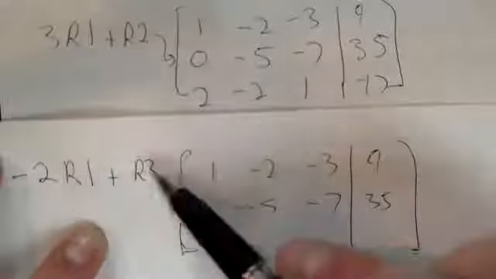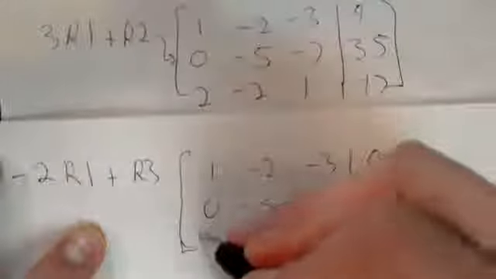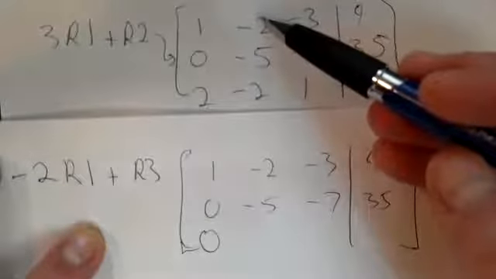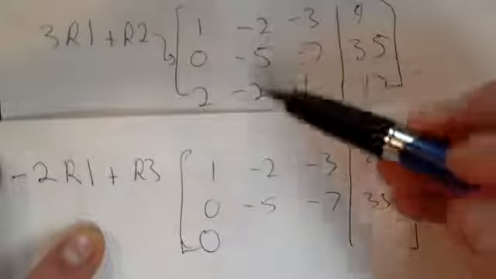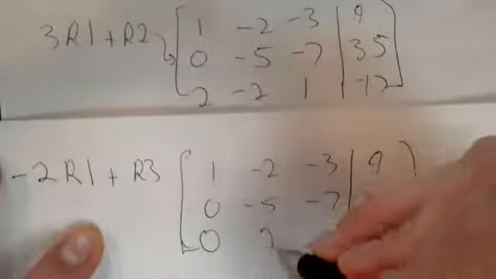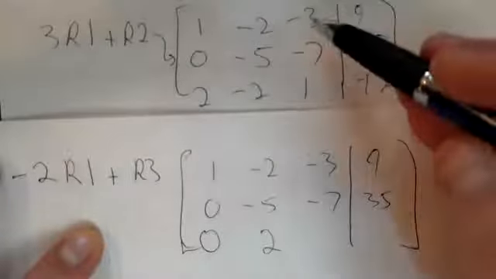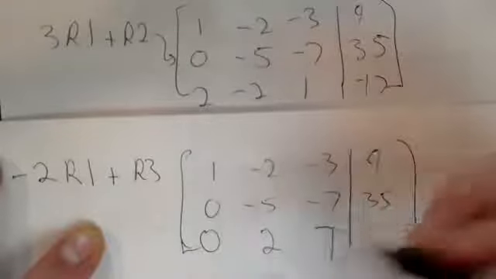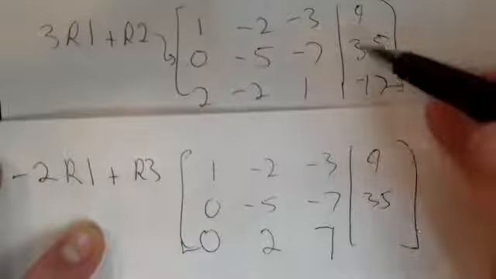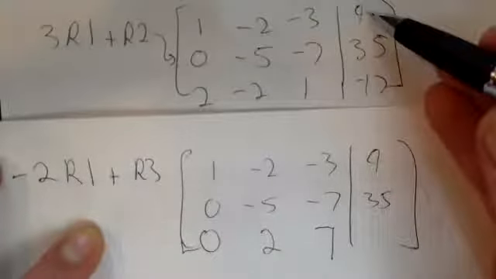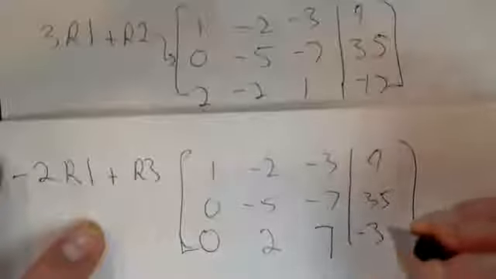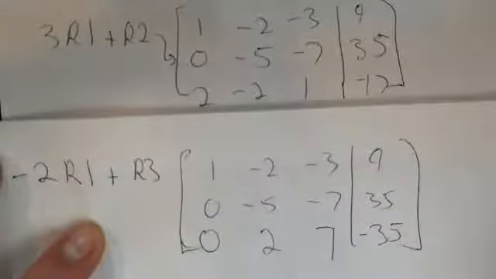So -2 row 1. So -2 plus 2 is going to give me 0. -2 times a -2 is a +4. 4 minus 2 is going to give me 2. -2 and a -3 is a +6. 6 plus 1 is going to give me 7. And last, -2 by 9 is a -18. -18 and -17 is a -35.